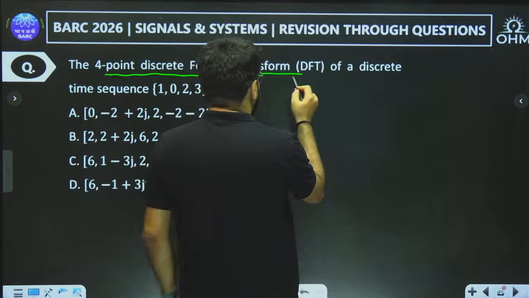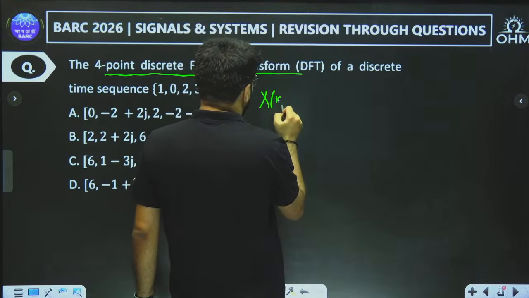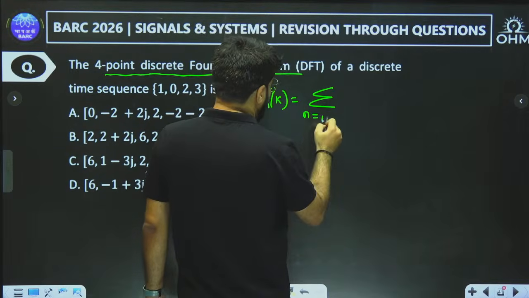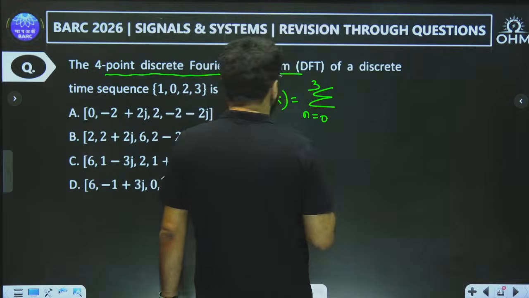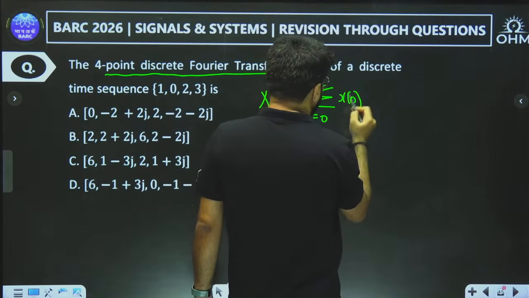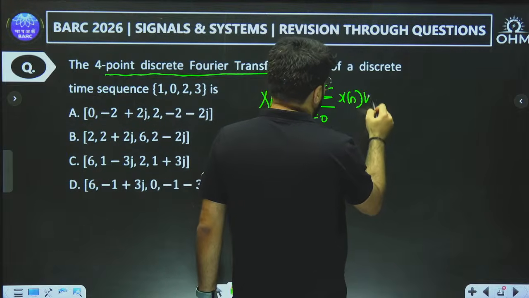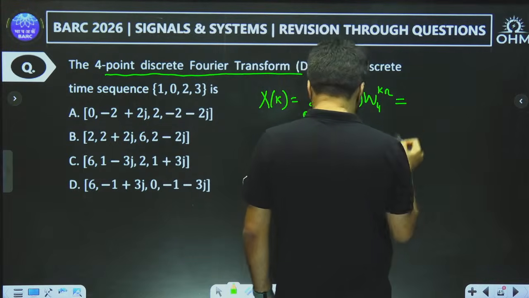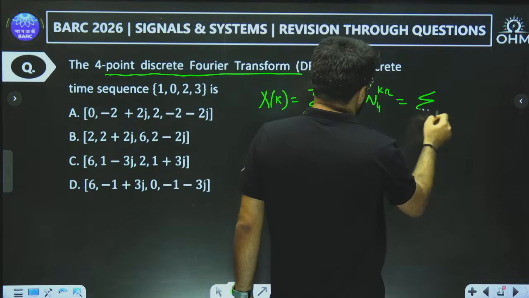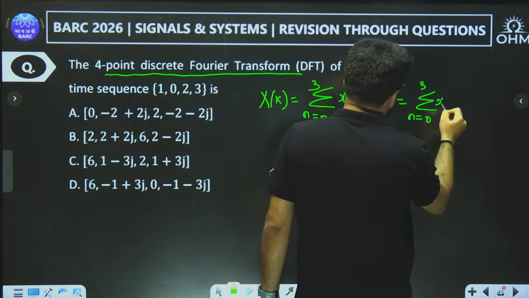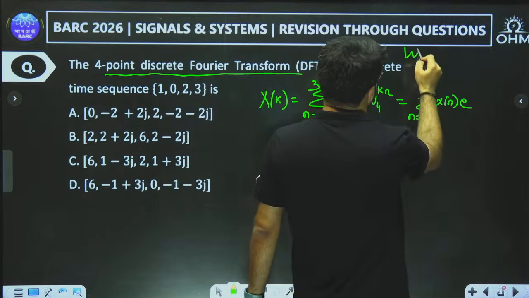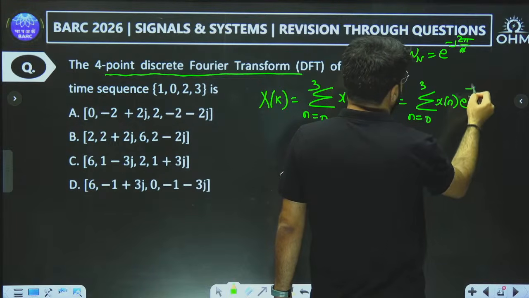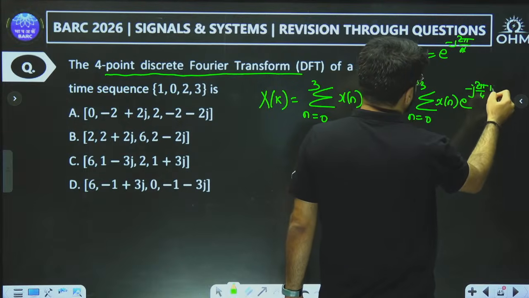Why? Because see, if you have to find out the entire DFT, the 4-point DFT is given by the formula summation from n equal to 0 to N minus 1, that will be 3 here, x of n, W power kn, where W4 is the twiddle factor. What is W_N? That twiddle factor is generally given by e power minus j 2 pi by N. Here it will be e power minus j 2 pi by 4 into kn.